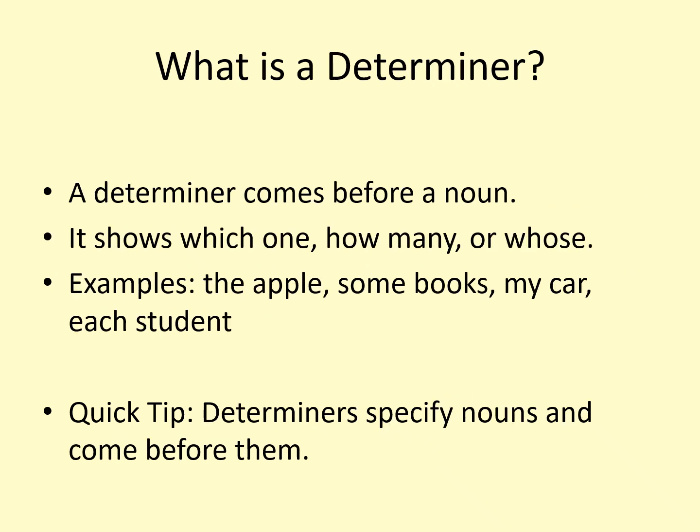Moving on then, let's think about determiners. So what is a determiner? It tells us more about the noun that follows, so it gives us quantity, ownership, or the specifics. So it comes before a noun, it shows us which one, how many, or whose. For example, the apple, some books, my car, each student. Determiners specify nouns and come before the nouns.